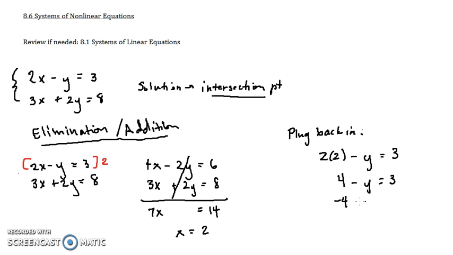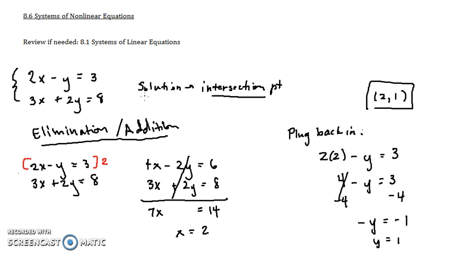So subtract 4, and we get negative y is equal to negative 1. Multiply through by negative 1, and we get y is equal to 1. So our point, again, is (2, 1), just like we got before, and you can go back and check that. Okay, so this takes us through substitution and elimination or addition with a linear example.